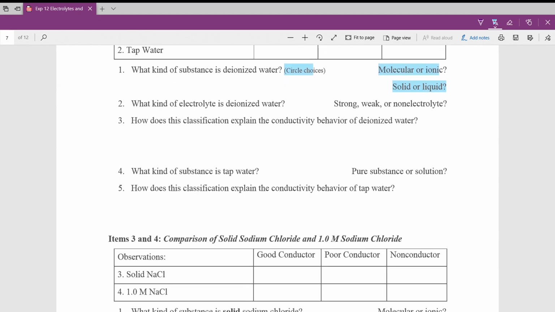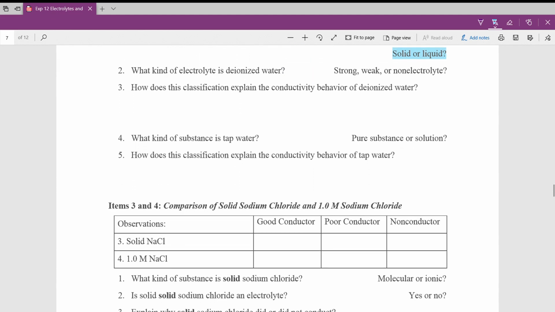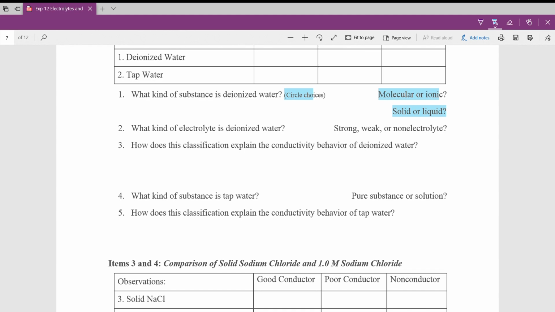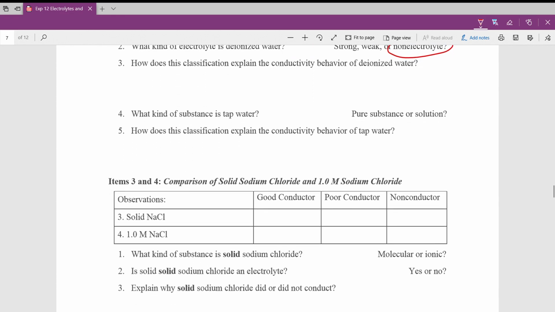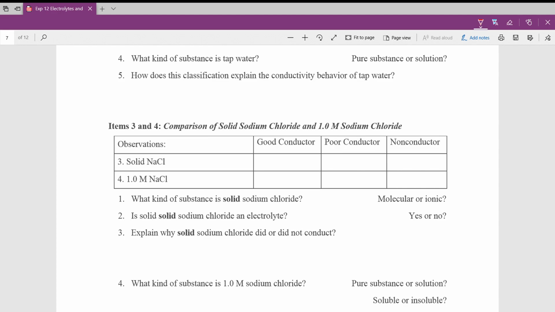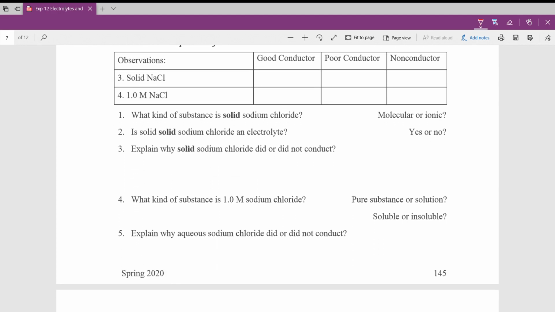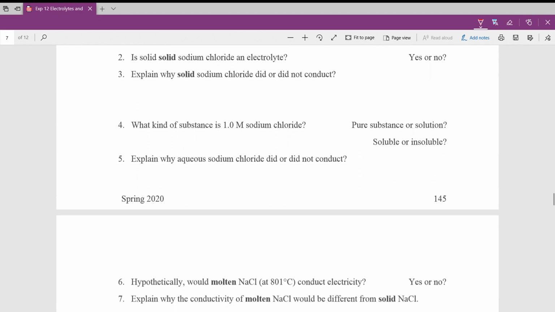Let's see, what kind of electrolyte? Just answer the questions. How does that explain the conductivity behavior of deionized water? Well, this means if it is molecular, let's find a different pen. If it's molecular, hint, hint, and it's a liquid, and it's a non-electrolyte, are there ions? That's how you answer this, okay? Molecular, liquid, non-electrolyte. You have to tell me there are ions or not ions in solution. There's a few ions, there's a little bit of ions, or I'm sorry, many ions, something like that, okay? And same thing for tap water. And that's how all of this is going to go, basically explaining if there are ions in solution or not.